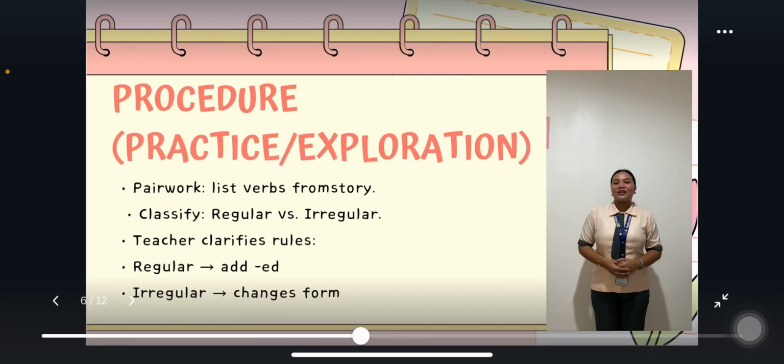Next, students will work in pairs to list down verbs from the story. They will classify whether the verb is regular or irregular. For example, played is regular while went is irregular. We will then check answers as a class and I will explain the rules, which is regular verbs add -ed while irregular verbs change form.